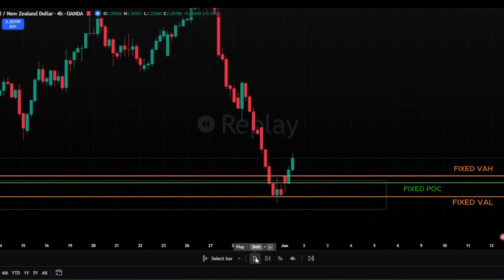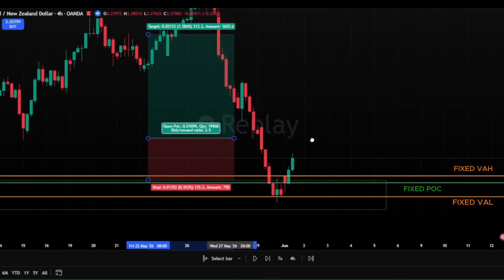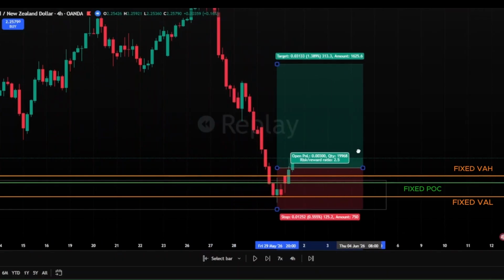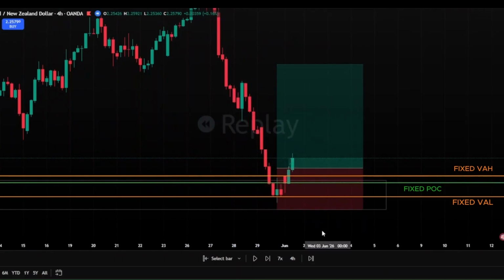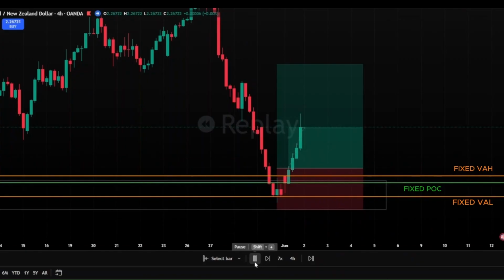Price starts moving higher and eventually we get a close above the fixed value area high. So at that point, buyers have shown their hand. Institutions aren't just defending the zone anymore. They have taken full control.